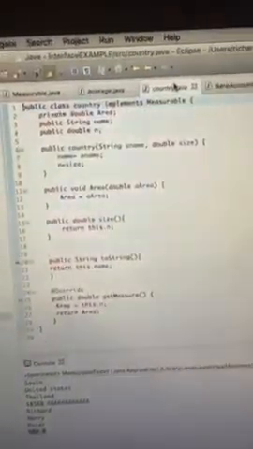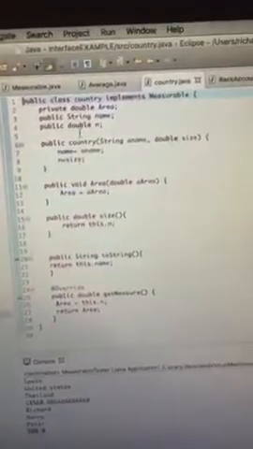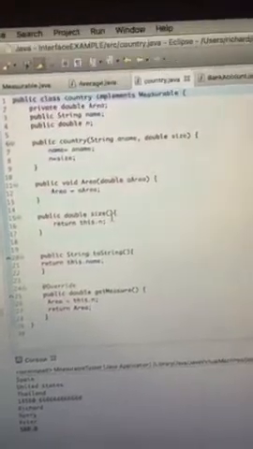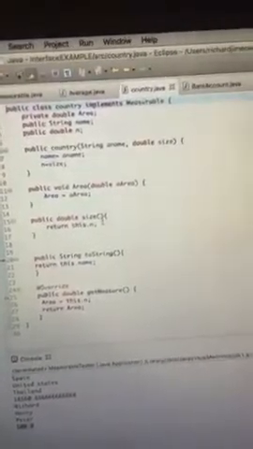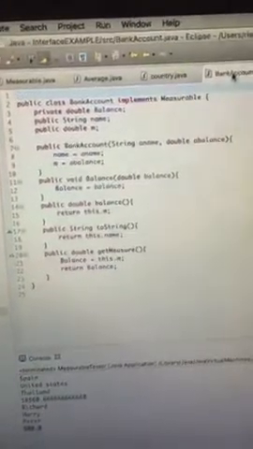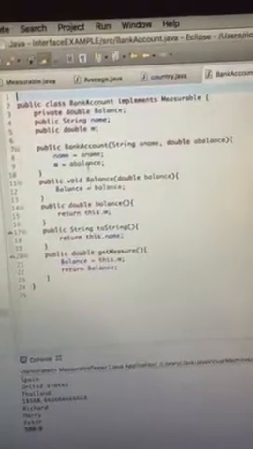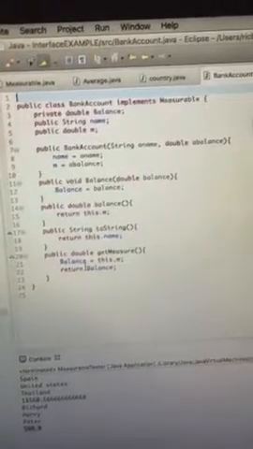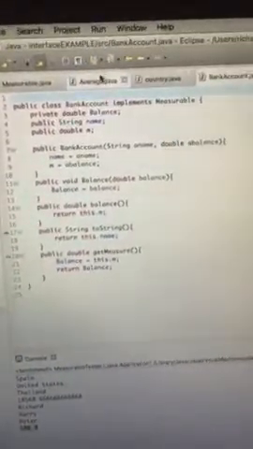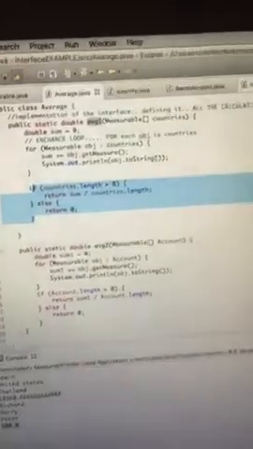So here we go to our country class. We define the parameters and whatnot. It's saying that country is going to have a name, the name of the country, and a size. The size is going to be the area, and an area is going to be average. In bank account, it's the same thing. We're going to have a name and a balance, the name of the account and the balance, how much it is. And the balance is going to be the average, which we defined over here, the mathematical logic to it in each of the account.